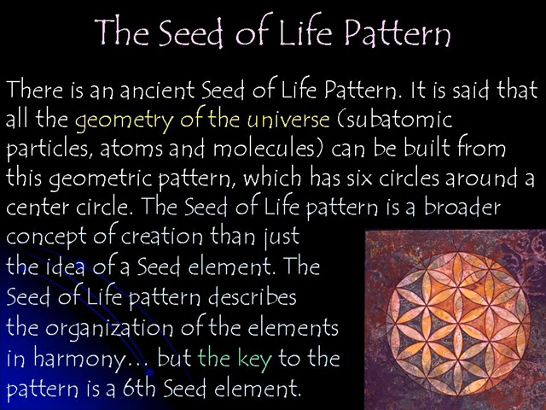There is an ancient seed of life pattern. It is said that all the geometry of the universe, subatomic particles, atoms, and molecules, can be built from this geometric pattern, which has 6 circles around a center circle. The seed of life pattern is a broader concept of creation than just the idea of a seed element. The seed of life pattern describes the organization of the elements in harmony. The key to the pattern is having a sixth seed element.